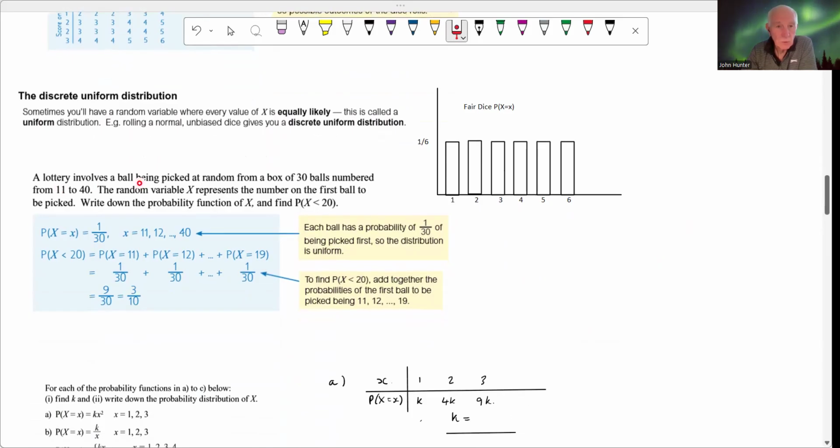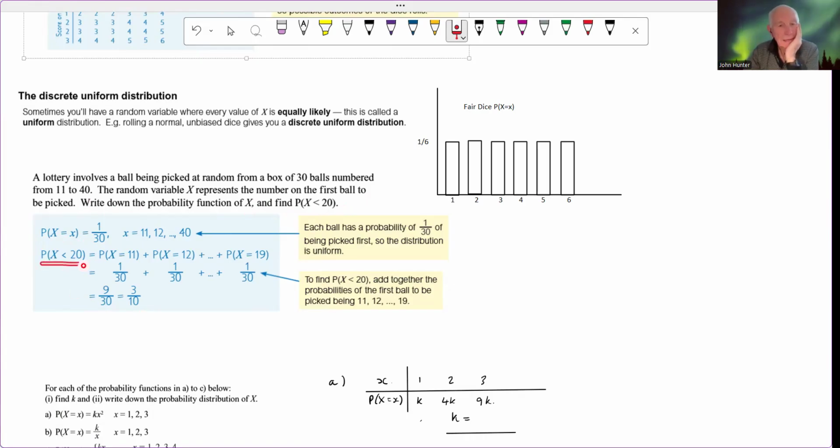A lottery involves a ball being picked at random from a box of 30 balls numbered from 11 to 40. The random variable represents the number on the first ball to be picked. Write down the probability function of x and find the probability that x is less than 20. Right, so the probability that the random variable will take any one particular value is 1/30. There are 30 balls, so each one is equally likely, and that is for x between 11 and 40. That's what the question says.